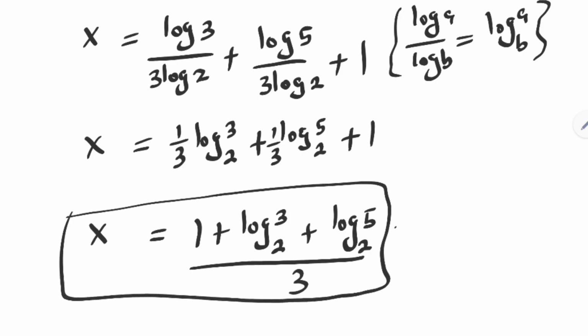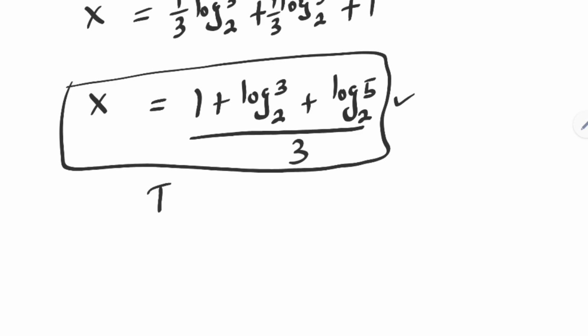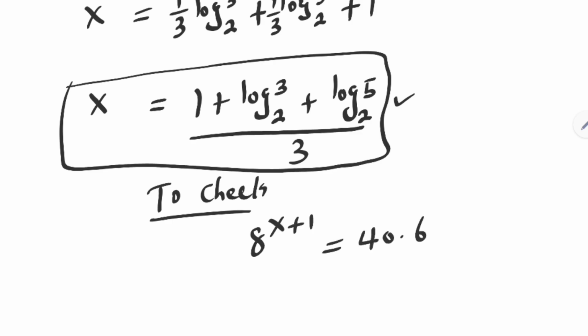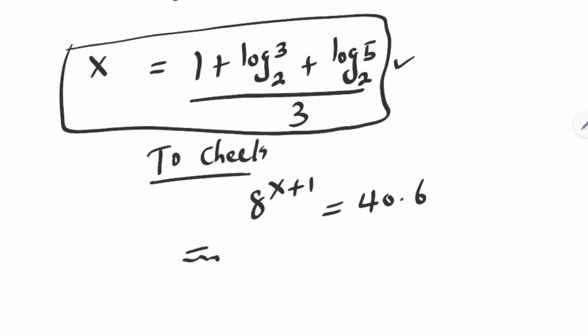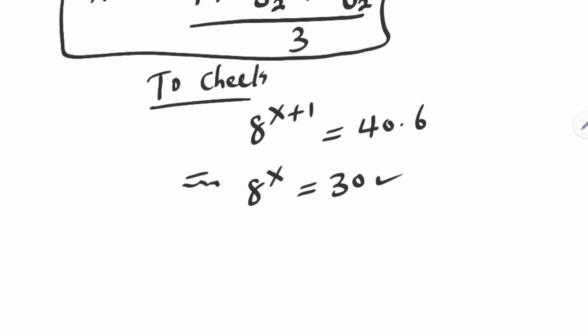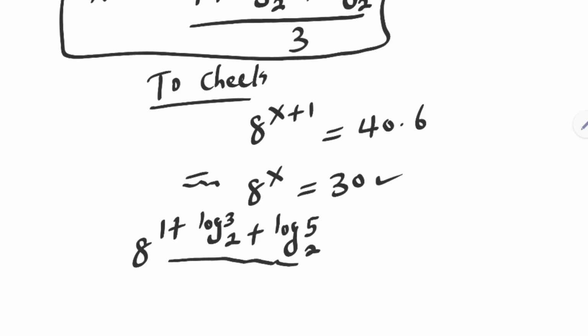We may check to confirm if this answer is right or wrong. Let's check. To check, we have the given equation 8 raised to power x plus 1 is equal to 40 multiplied by 6. And this is the same thing as 8 raised to power x is equal to 30. Now let's check this. We have 8 raised to power 1 plus log 3 base 2 plus log 5 base 2 all over 3 must be equal to 30.